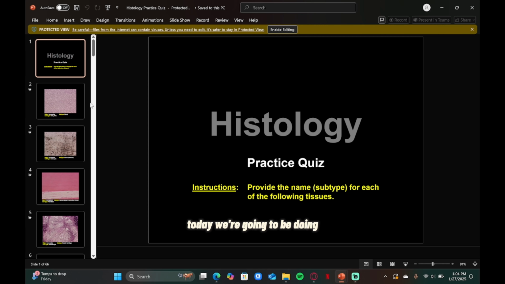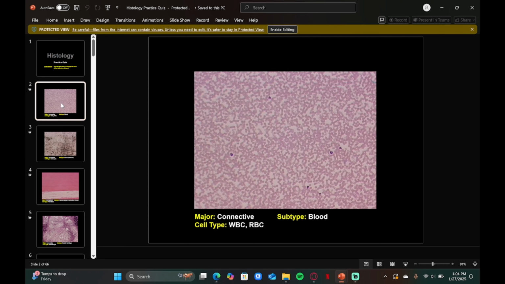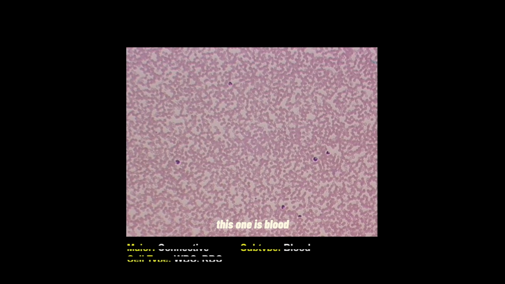Today we're going to be doing tissues, and we're going to be learning about different types of tissues. So let's go ahead and look at them. This one is blood. And then this one kind of looks like trees. That's how my professor told us. It looks like the ends of trees. And it's going to be bone. Those are both pretty easy.